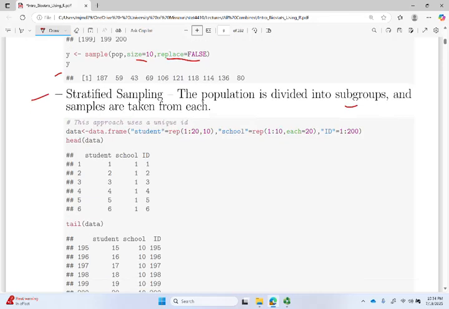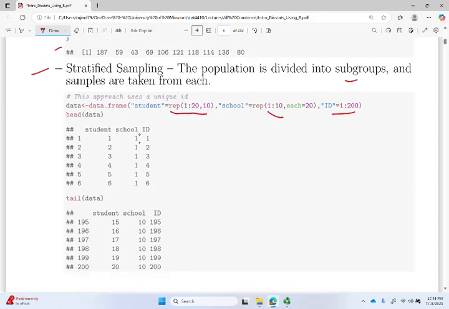Okay, so here I create this example where we're looking at elementary schools in your state. In this made up example, we assume every school has 20 subjects. Maybe we're looking at first graders. And so I label students 1 through 20 at school 1, and then 1 through 20 at school 2, 1 through 20 at school 10. I think we use 10 schools. And then I provide everyone a unique ID. So there's 200 students total.